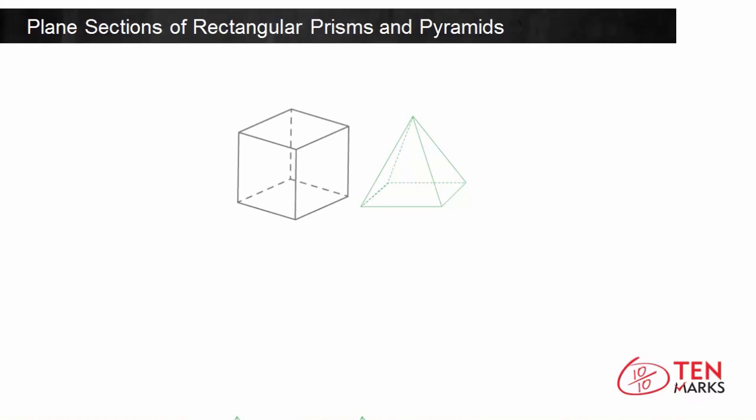What we're going to do is learn how to identify the shapes that are made, and what you're going to get are two-dimensional shapes when you make these cuts. So we're going to identify the shapes that are made by making parallel and perpendicular cuts into prisms and pyramids.